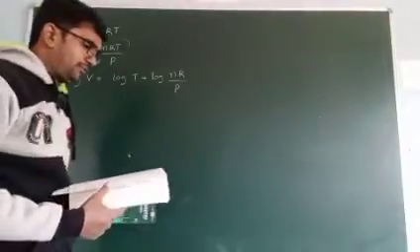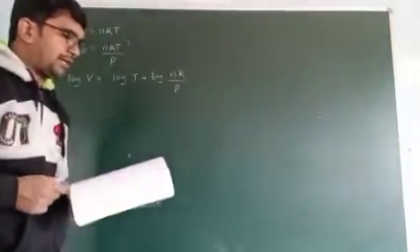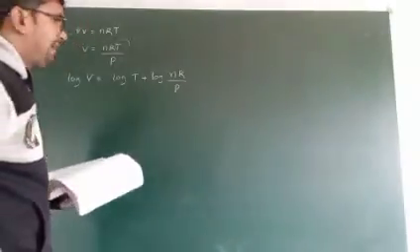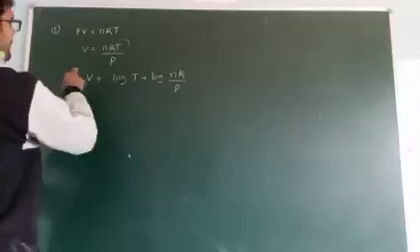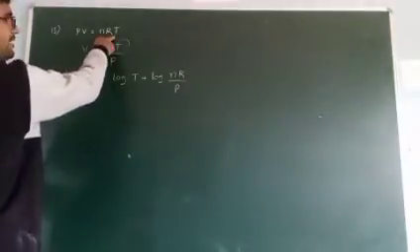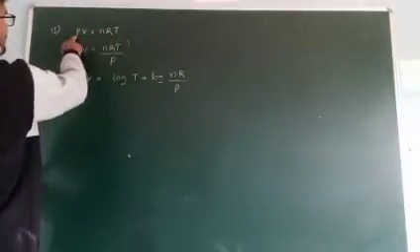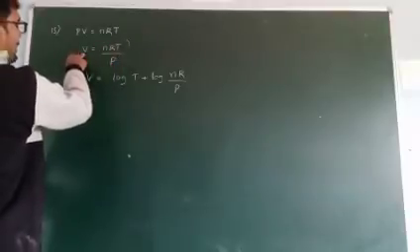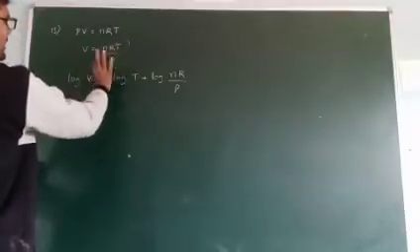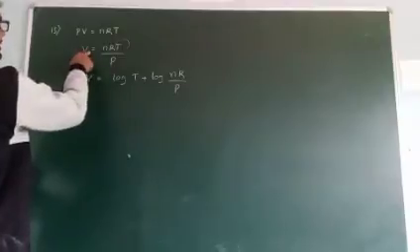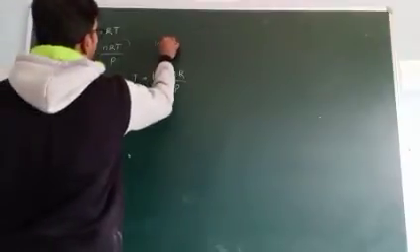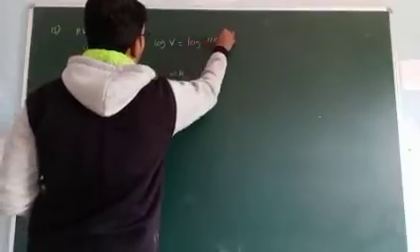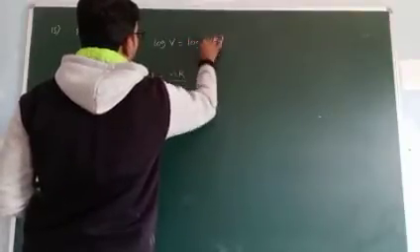Next problem, the 15th one. A graph is plotted between log P and log T. For our convenience, PV is equal to nRT, the ideal gas formula. So P moves to the other side: V is equal to nRT by P. But we want the logarithm on both sides. So log V is equal to log of nRT by P.